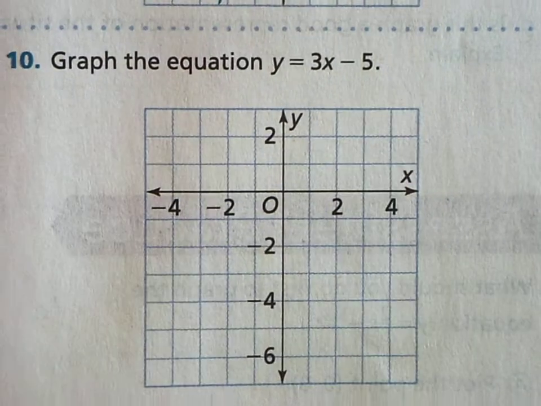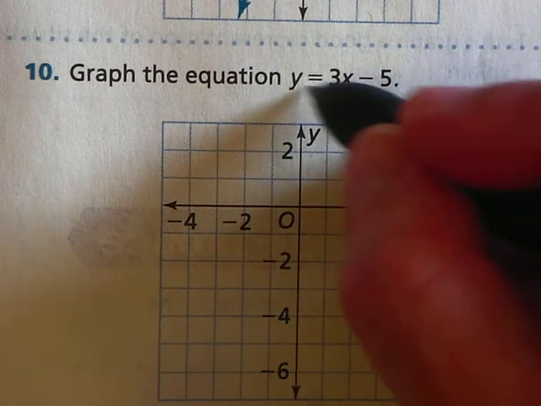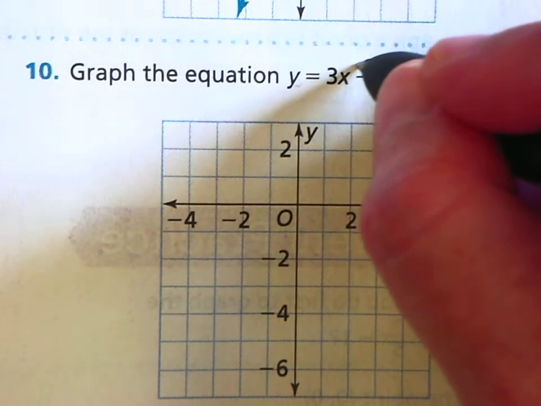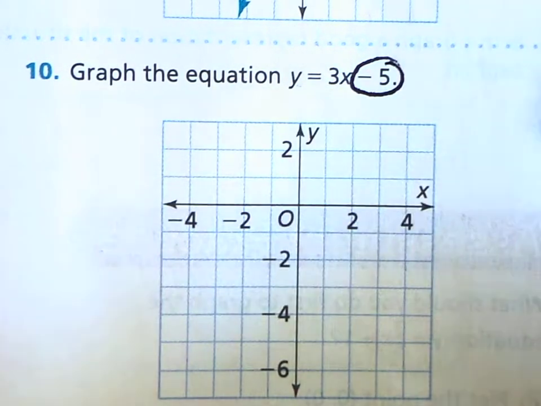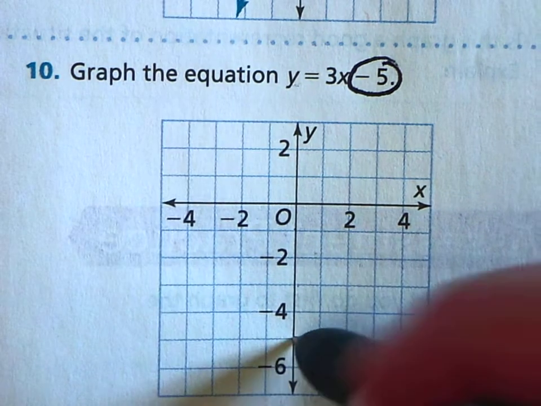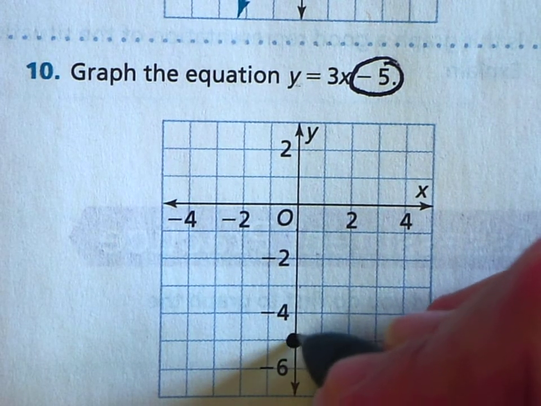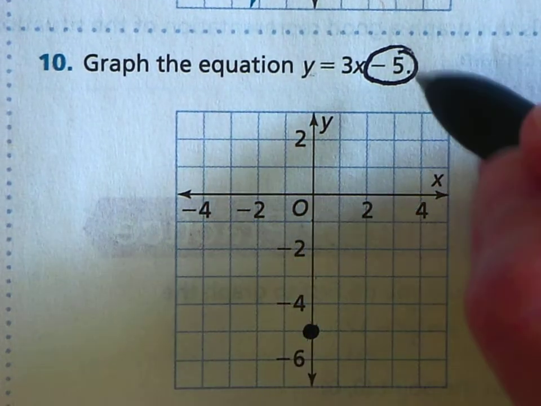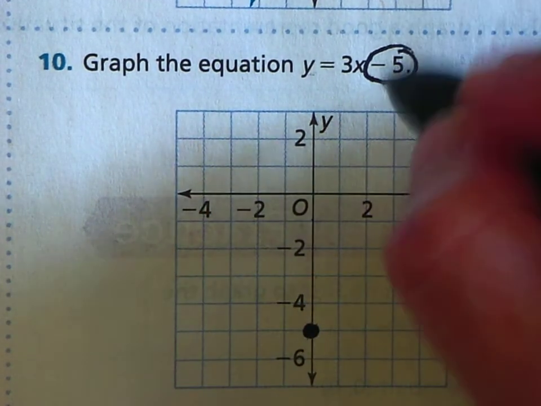Okay, so let's try another one of those. So this one, again, when it's written in slope-intercept form, you always graph your initial value first, your y-intercept. So -5, -1, -2, -3, -4, -5. So that is our first point. Always graph that. Now from that point, I'm going to rise and run the slope.